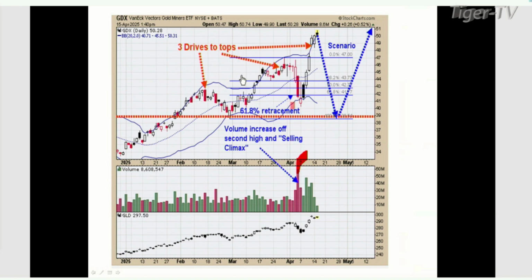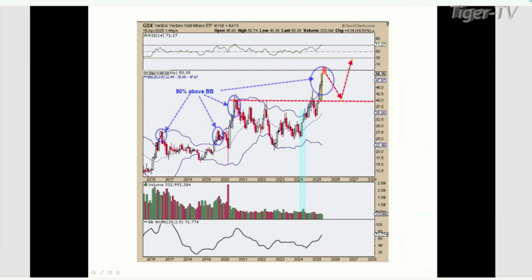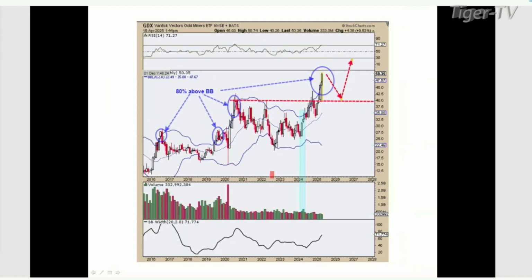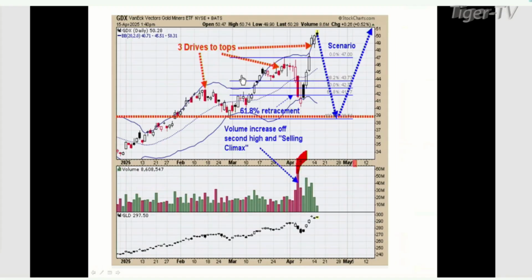And the next day was a low, and then now you had a sign of strength up to new highs, but this is the third top. So you got to remember, way above the upper Bollinger Band. So this 3 drives to top pattern predicts the market will pull back to where the pattern began. Well, the pattern began around 39, which is basically support. So the market, if you can read all the indicators, it works out pretty well.